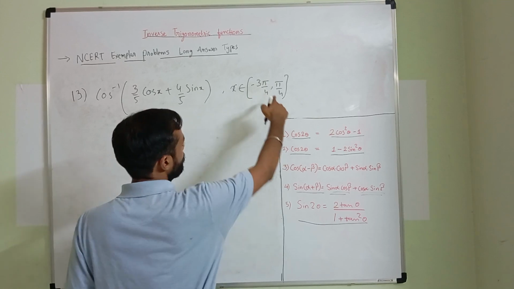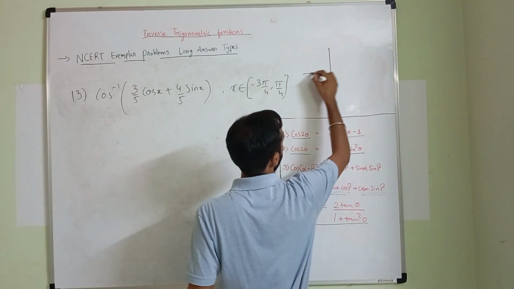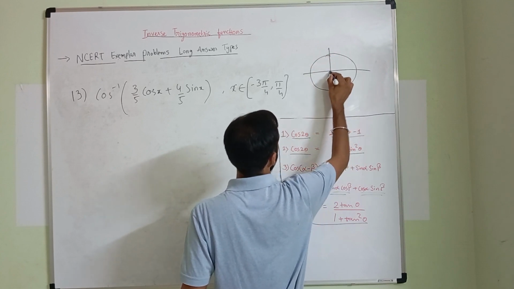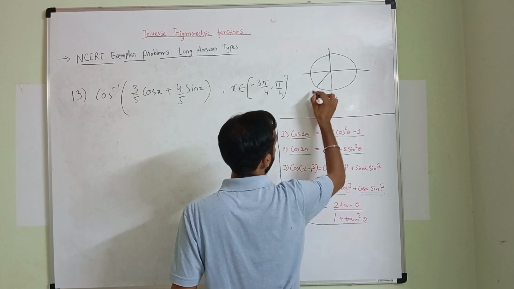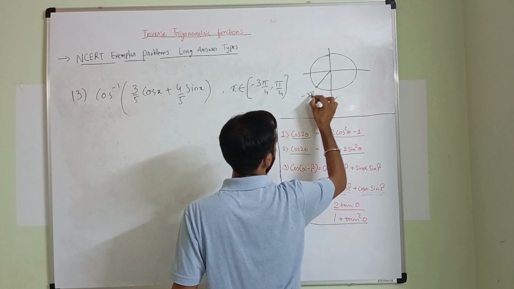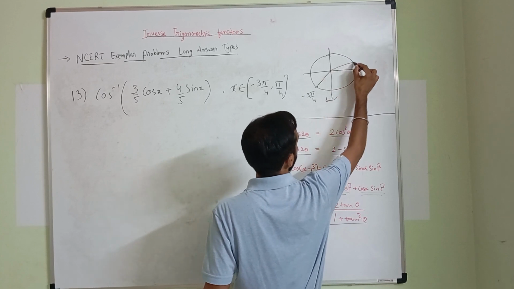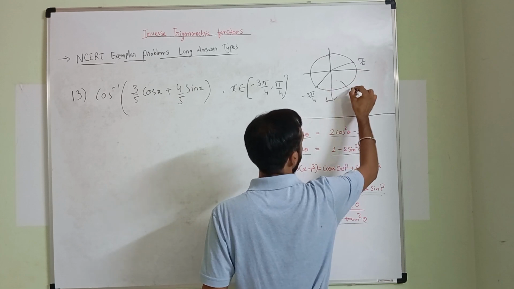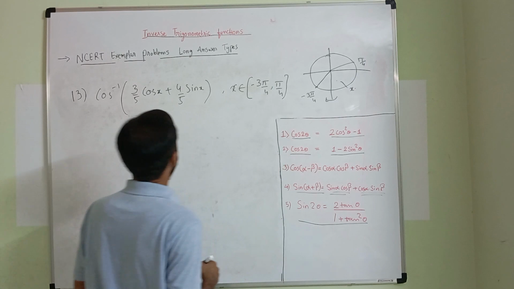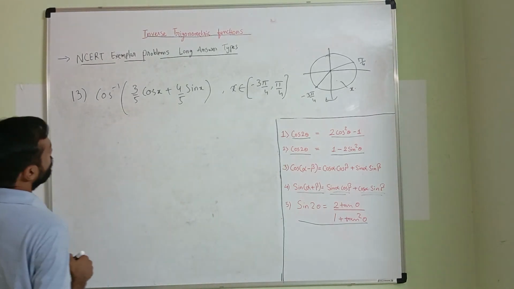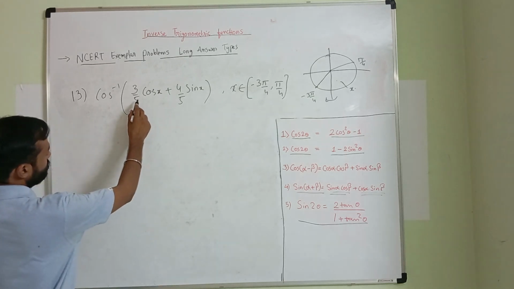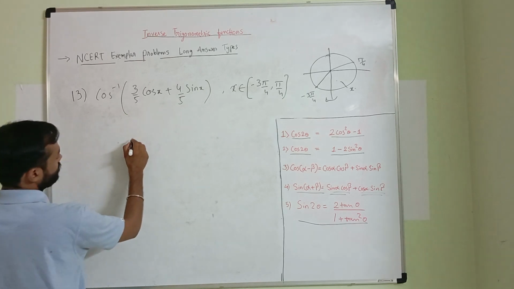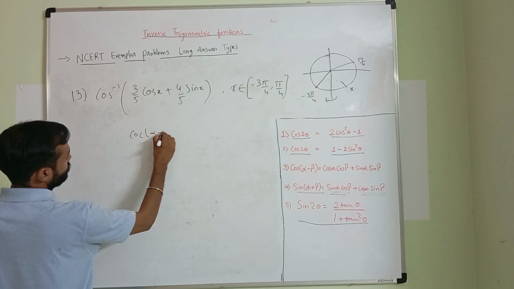So if we plot this x on the unit circle, we will get it. Minus 3 pi by 4 will be in this clockwise direction. So here will be our minus 3 pi by 4 and here will be pi by 4. In between this, our x value lies. Now first of all, what we are trying to do is to convert this in the form of cos alpha minus beta.